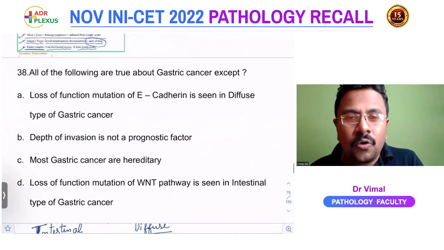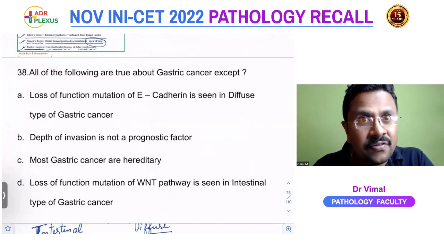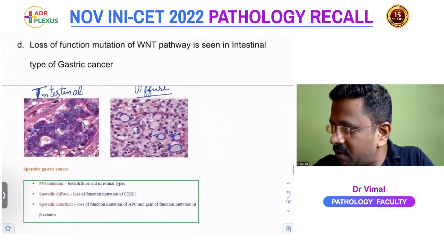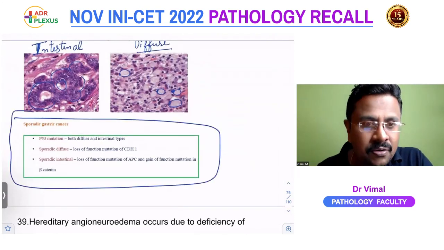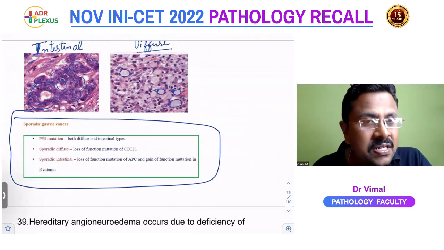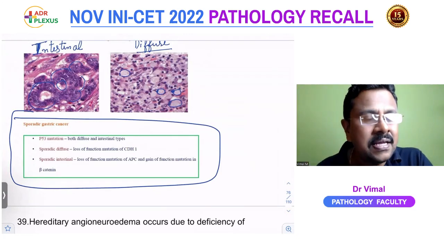All of the following are true about gastric cancer except. Again, a straightforward question from our notes. If you turn to our notes workbook page, you can see in the box that we have discussed the types of sporadic gastric cancer, and what mutations are seen in different types of gastric cancer. Exactly the three options were asked in the question.